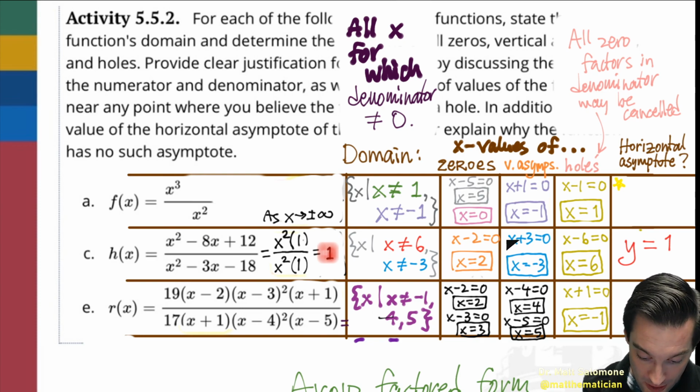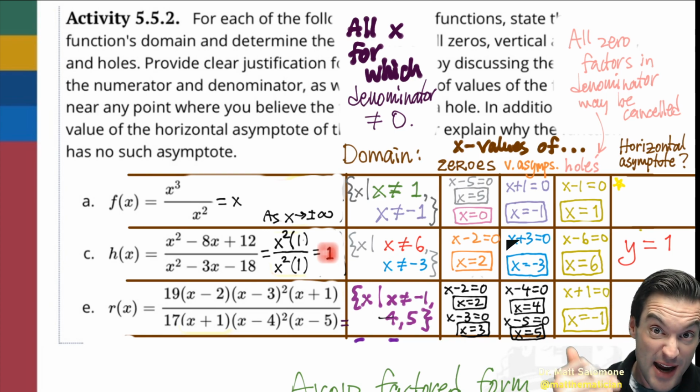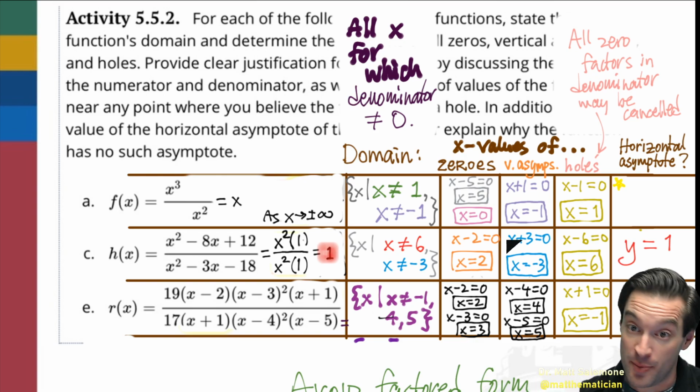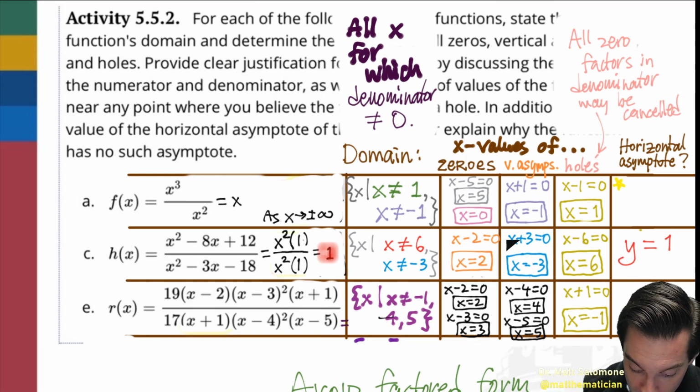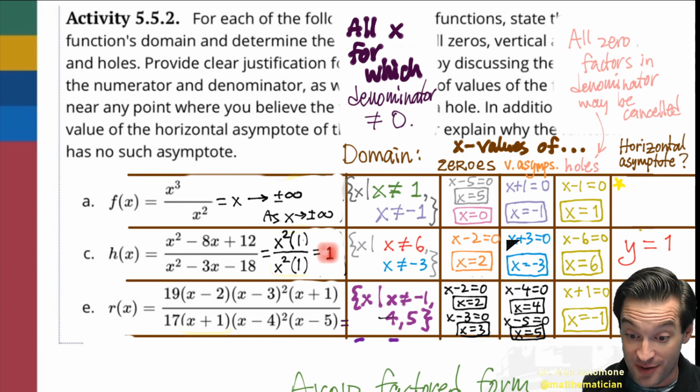So what is this going to look like? This is going to look like x to the third divided by x to the second. That's going to look like x to the first, subtracting the exponents because we're dividing powers of a common base. But then as x goes to plus or minus infinity, f of x, which is equal to x, is also going to go to plus or minus infinity.